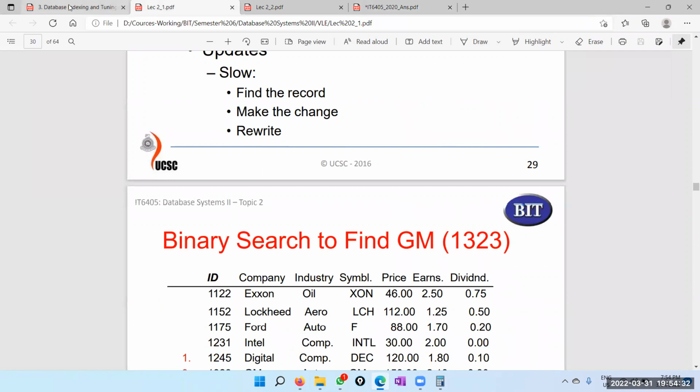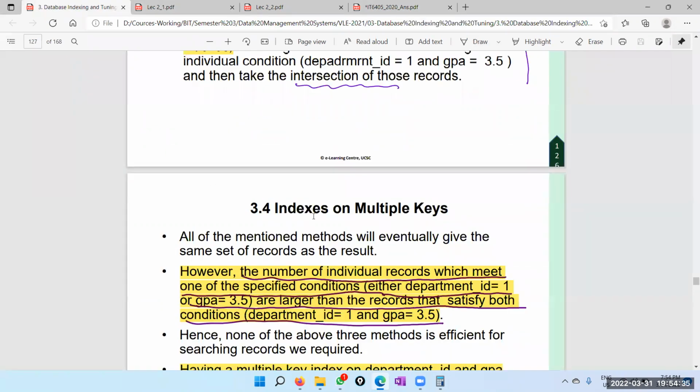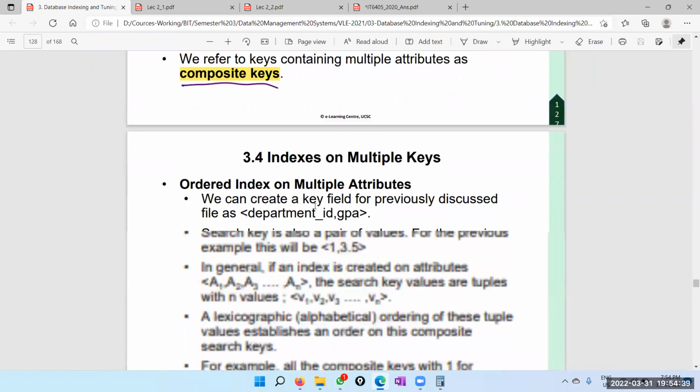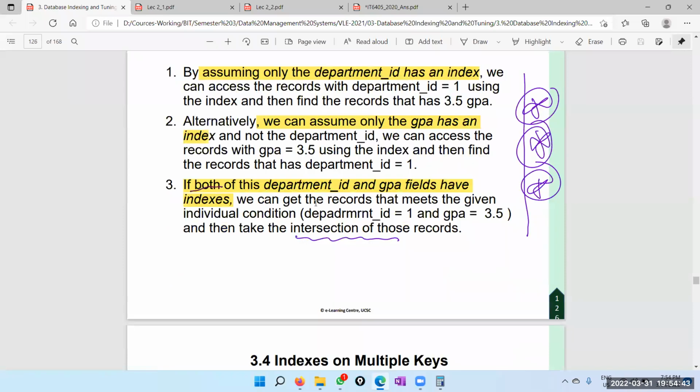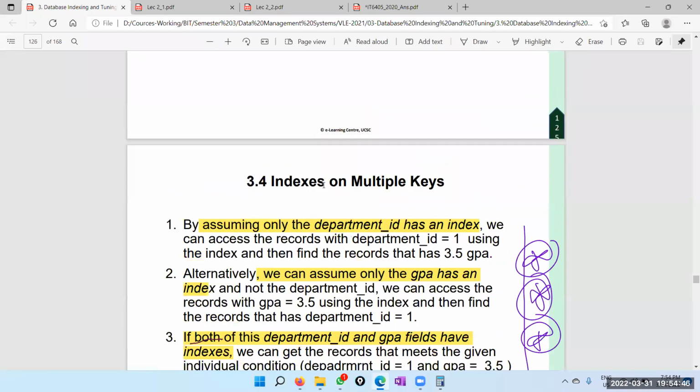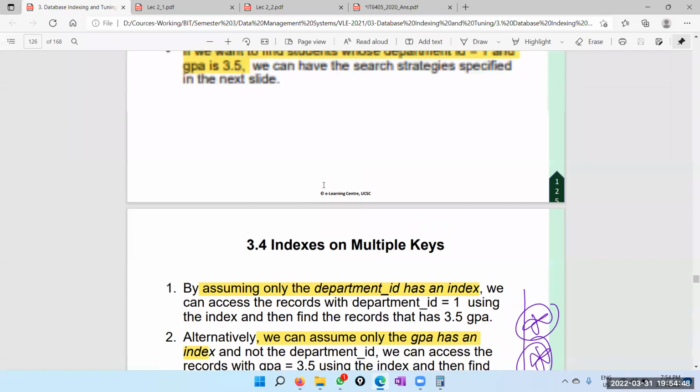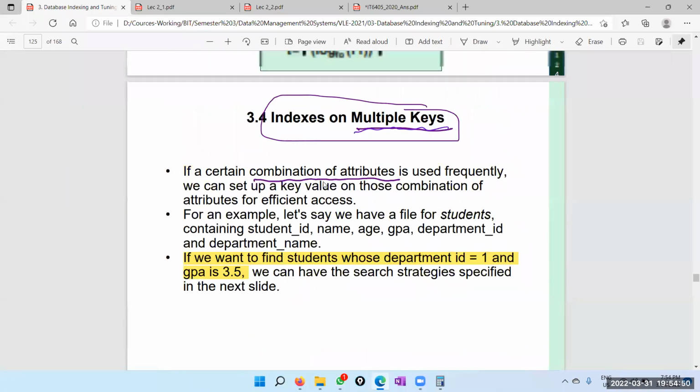Somewhere here. I used the semester 3 note. Okay, semester 3 note has a lot of information.